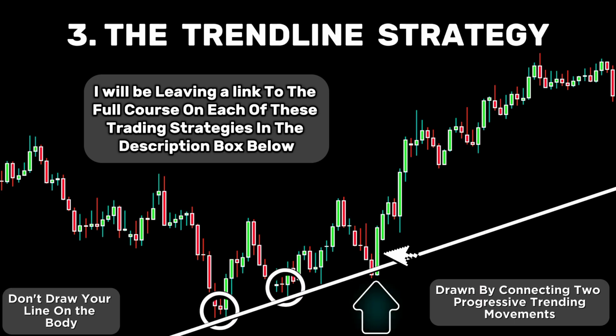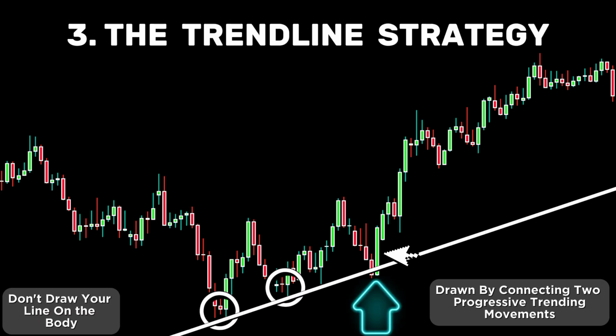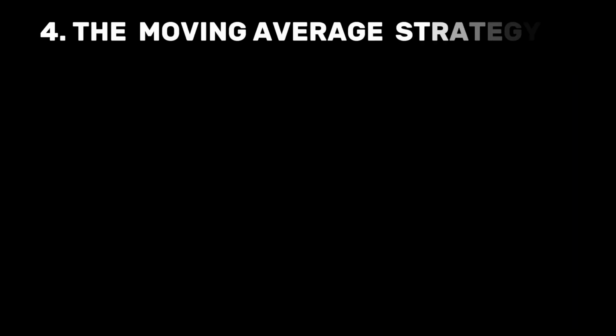But before that, let's move on to the next trading strategy. Normally, the trend lines are drawn manually by the trader, but with this indicator strategy, we can get it drawn automatically. We call this the moving average strategy.